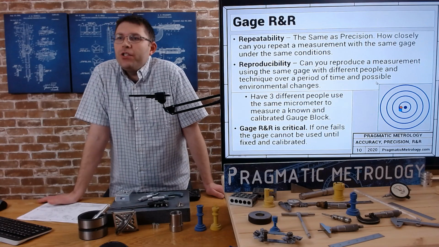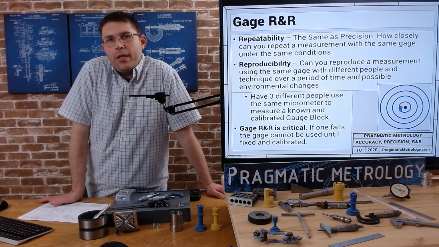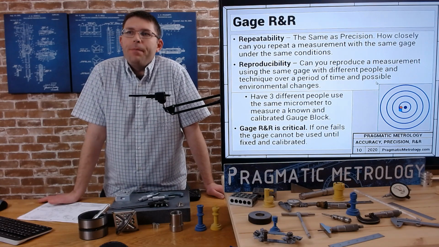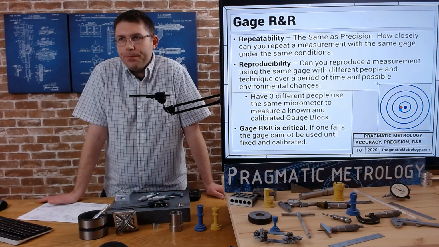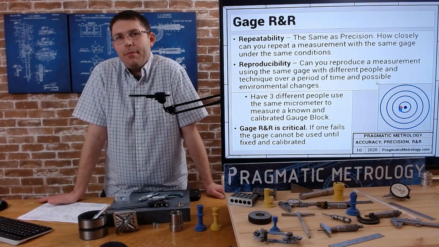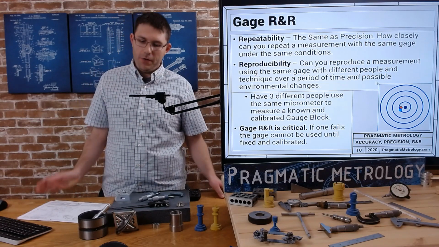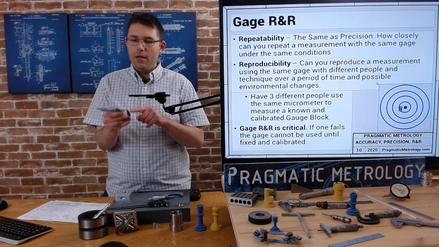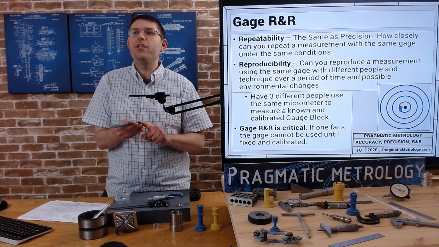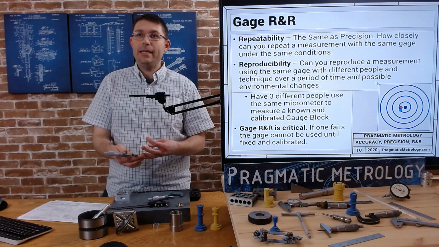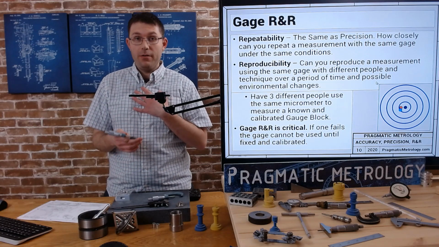So next up, we're going to jump into the R&R part of the lecture here. So Gage R&R, if you haven't heard about it, you have repeatability and reproducibility. So repeatability is the same as precision. It says how closely can you repeat a measurement with the same gauge under the same conditions. So first of all, what's same gauge and same conditions? Well, same gauge means physically the serialized same gauge. Same conditions means same temperature, same technique, same person, same inspector, same operator.